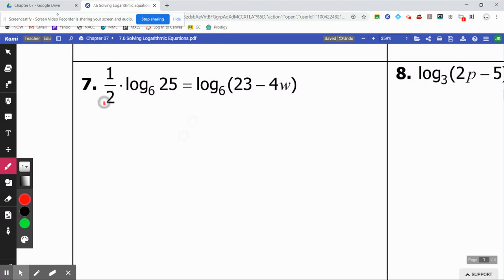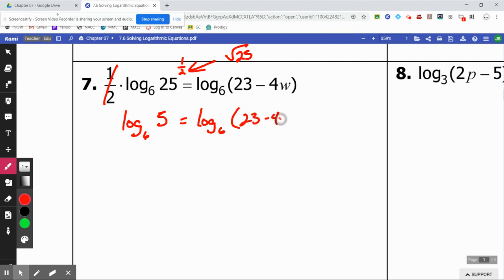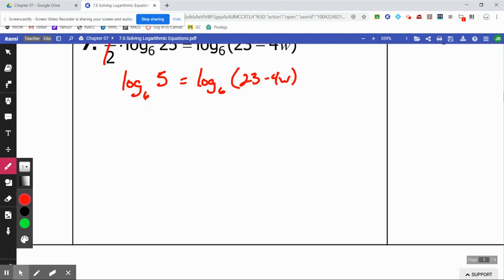Next up, move the 1/2 up to an exponent, and you have the log base 6 of 25 to the 1/2. If you don't remember, a 1/2 power is the same thing as a square root. So that'd be log base 6 of 5 equals log base 6 of 23 minus 4w. Bases are the same, so therefore we can get rid of the logarithms.